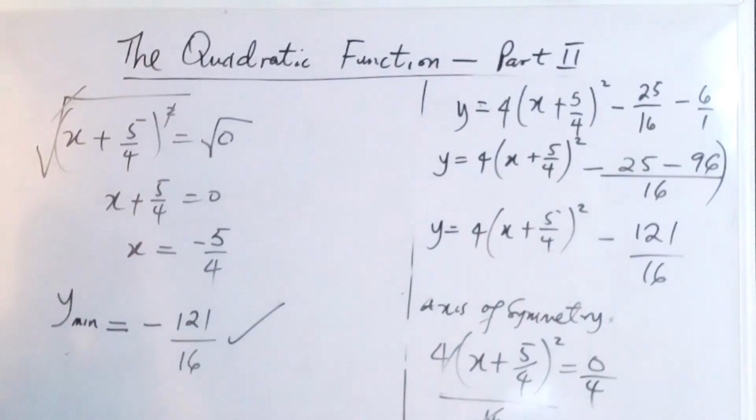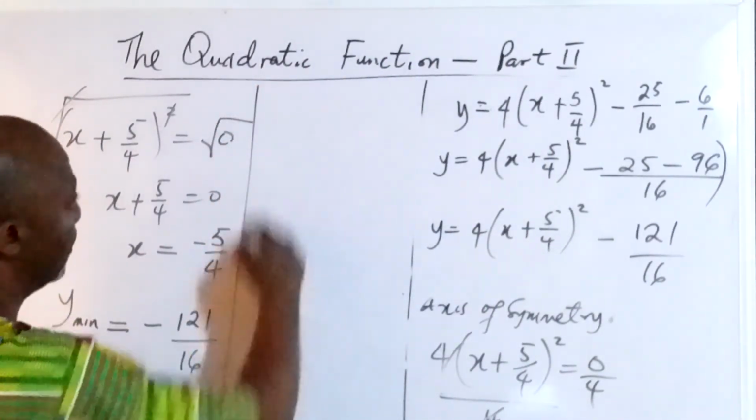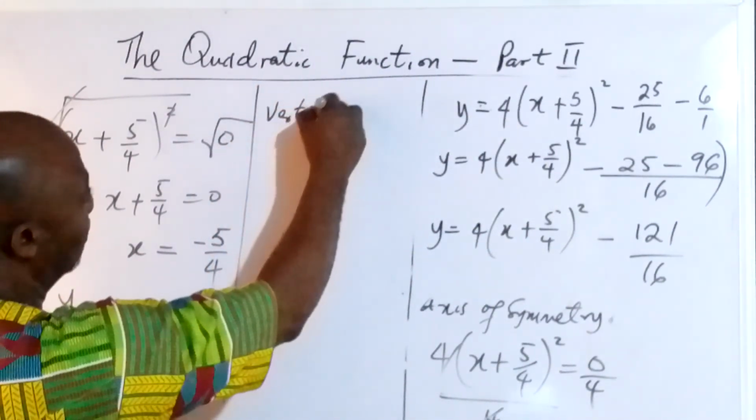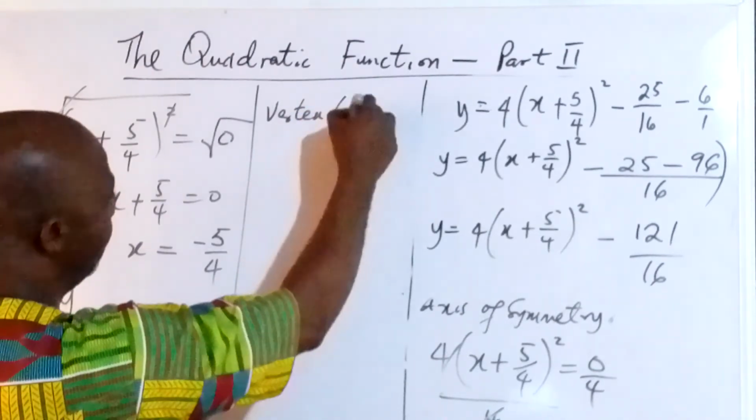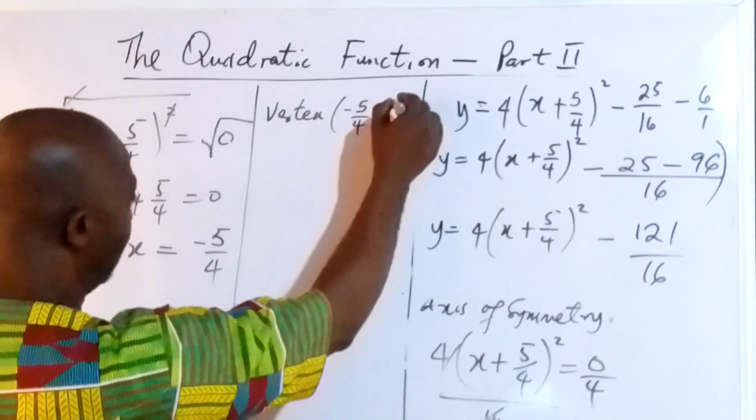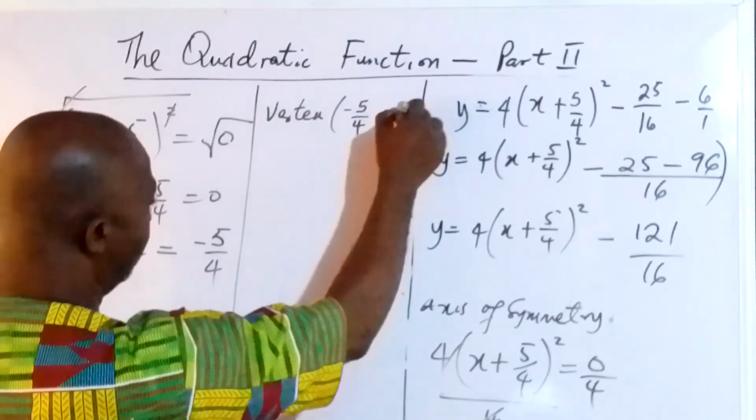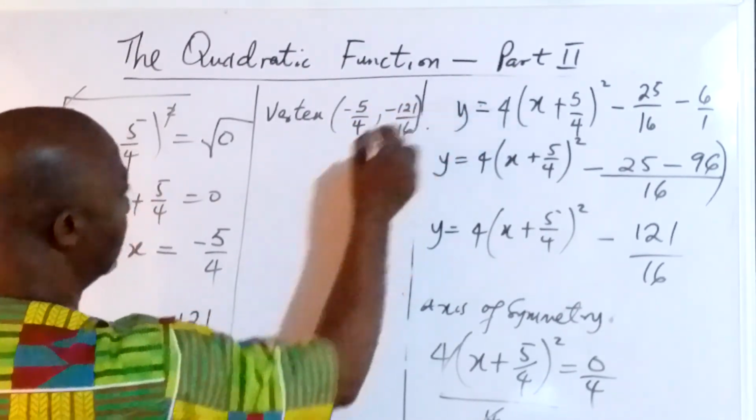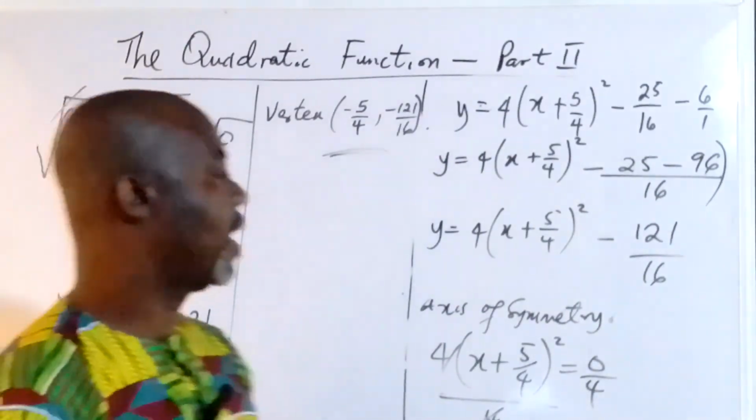And therefore the vertex of the curve will be at minus 5 over 4 and minus 121 over 16. So that is what we have there.